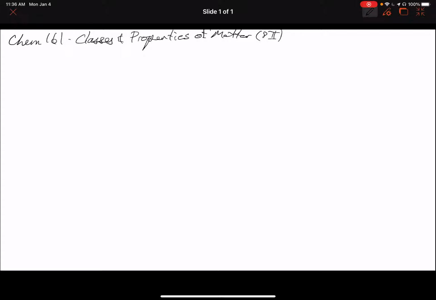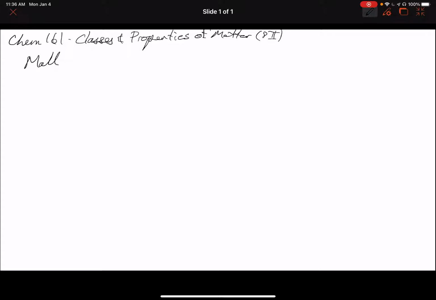Last time we talked about heterogeneous and homogeneous mixtures and how we saw elements and compounds drop out of that. So let's start here with a more general definition of just what is matter.